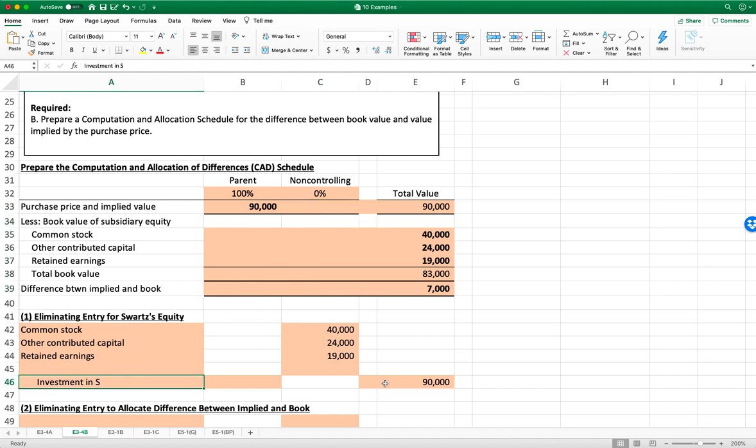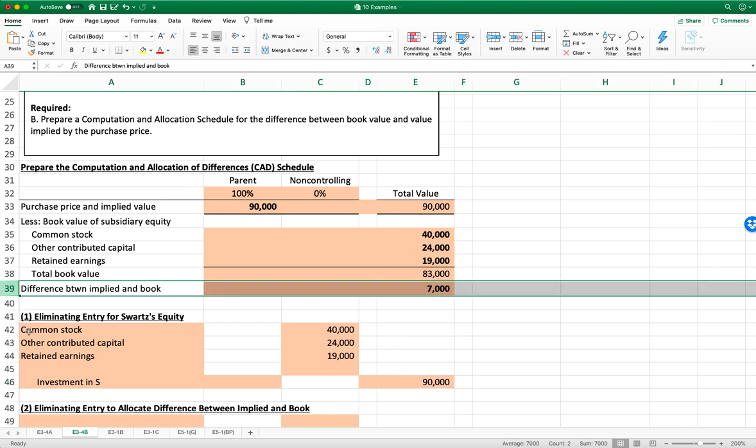Okay, so we have our subsidiary equity that we're getting rid of. We have our parent investment that we're getting rid of, but our journal entry doesn't balance. And the reason it doesn't balance is because we have this difference between implied and book still. So I'm going to do an extra step that your book doesn't do, but this will come in handy later.